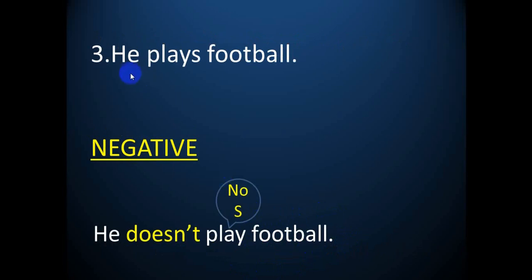The next one. He plays football. When we turn it to the negative form, we will have he doesn't play football. We placed the auxiliary verb doesn't because we have the pronoun he. We placed doesn't and we deleted the s in the main verb. So it's going to be no s with it. Play football.